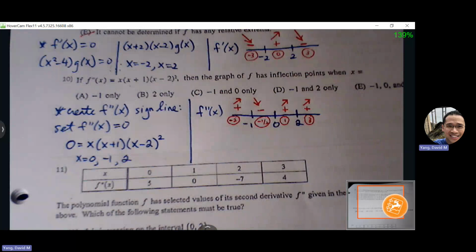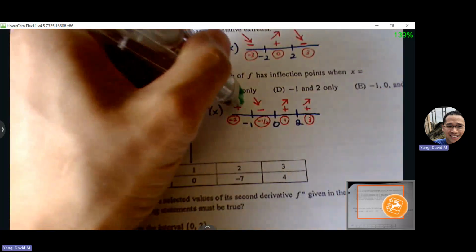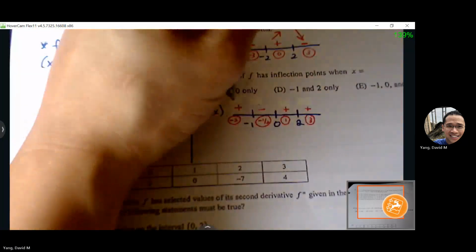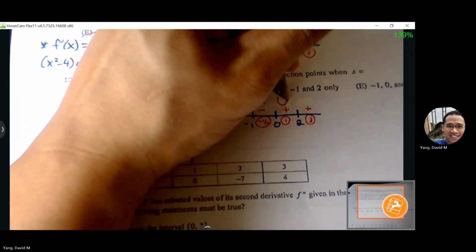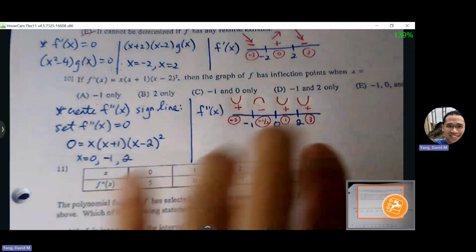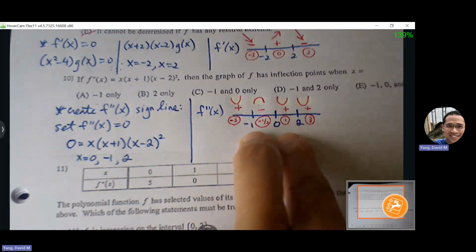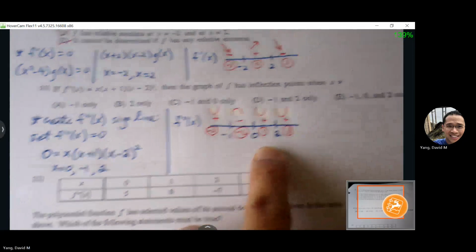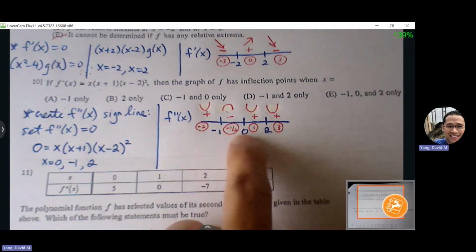Oh, sorry, my bad. This should be what? This is not slope. This is what? Yeah. Concavity, yeah. So I shouldn't be using arrows there. I should be using those parabolas to indicate we're at the second derivative level, not the first derivative level. So are all these points of inflections? Just what? -1. Yeah.